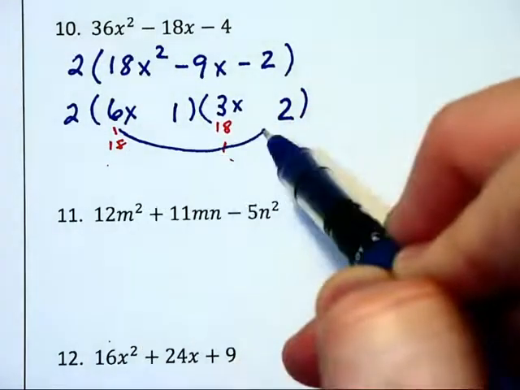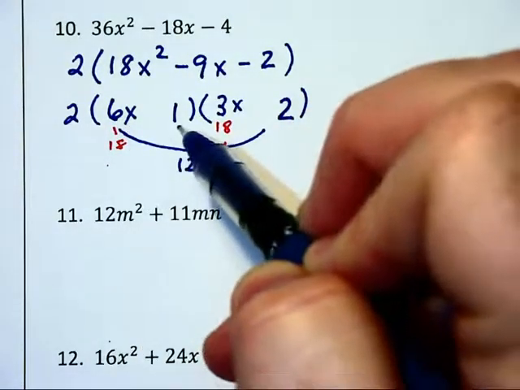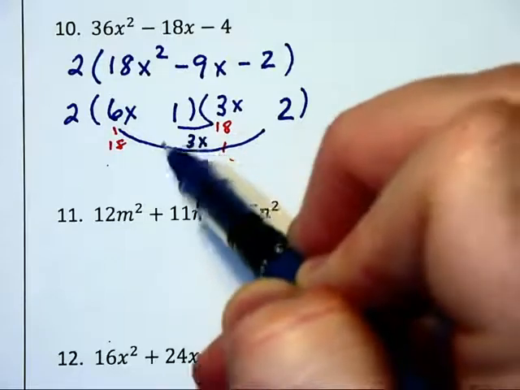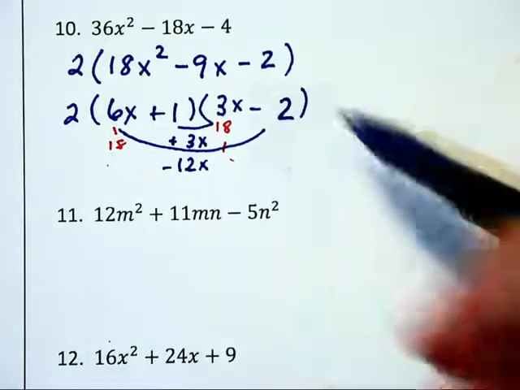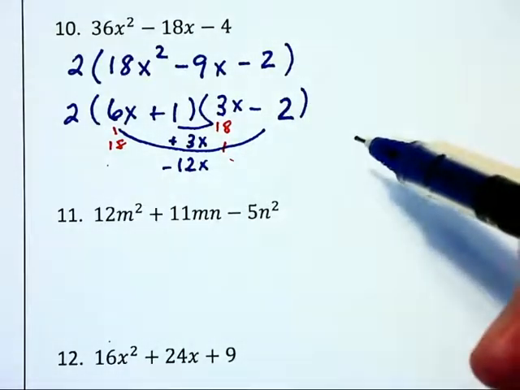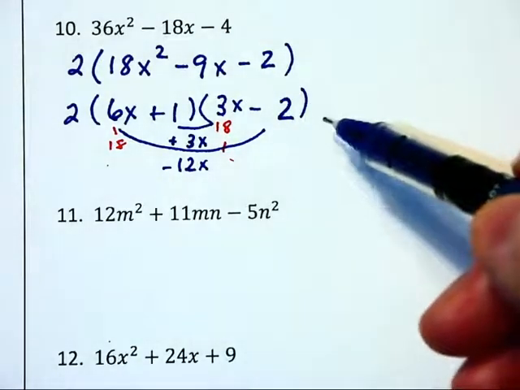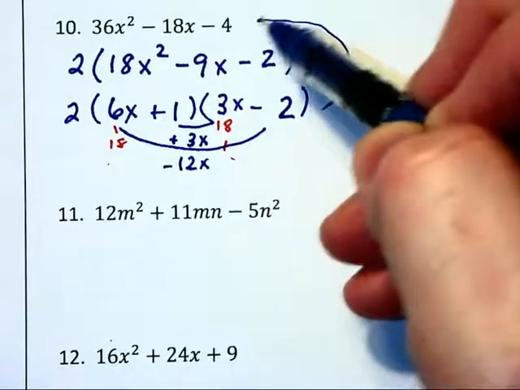My outer becomes a 12x, my inner here is a 3x, and if it's a positive 3 and a negative 12, that will then make the minus 9x that I'm looking for. And you can check this all by distributing it back together and verifying that you get back up to the top line here.